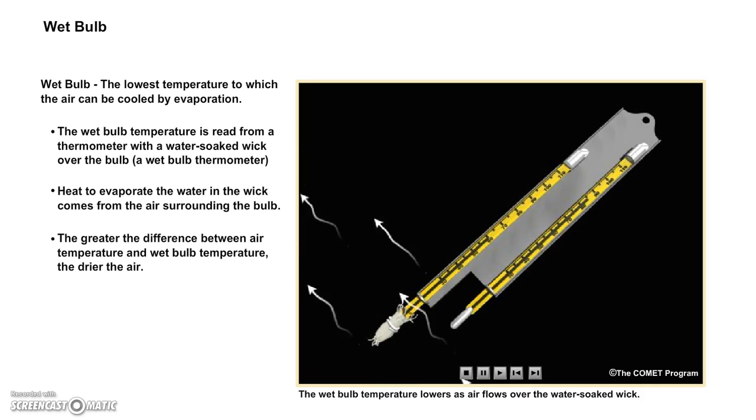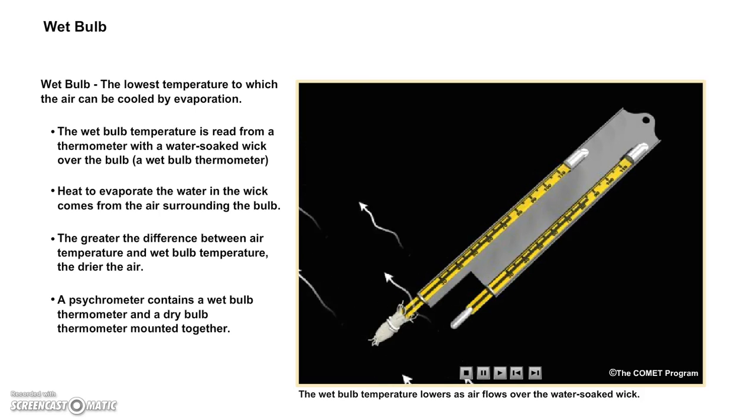The drier the air, the more evaporative cooling can take place, resulting in a lower wet bulb temperature, and therefore a greater difference between the dry bulb and wet bulb temperatures. We can measure the dry bulb and the wet bulb at the same time using a psychrometer. This instrument has both the wet bulb thermometer and dry bulb thermometer mounted together.